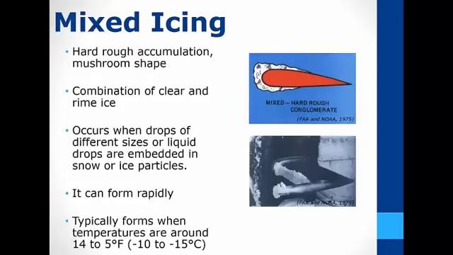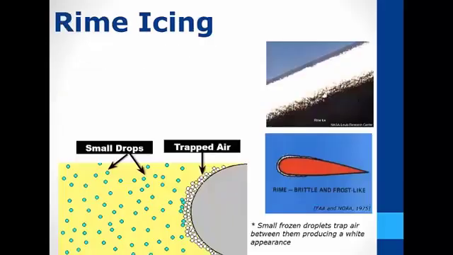Mixed ice is a combination of rime ice and clear ice itself. It generally forms at colder temperatures, 14 to 5 degrees Fahrenheit, or -10 to -15 Celsius, and can occur with different size drops. So you get those larger drops that lead to the clear ice, and smaller drops lead to that rime ice formation on the aircraft itself.